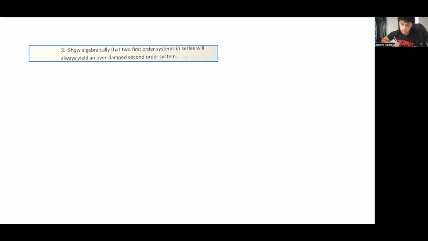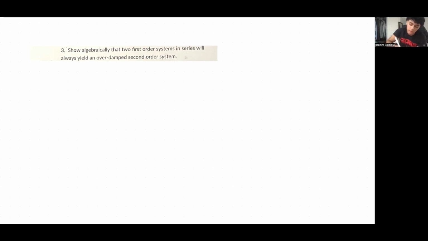All right, so starting part three of homework five, process dynamics, we will be showing algebraically that two first order systems in series will always yield an overdamped second order system. Just some things to know for first order systems in series: when we refer to transfer functions in series, they are multiplied together. So to show how that comes into play.